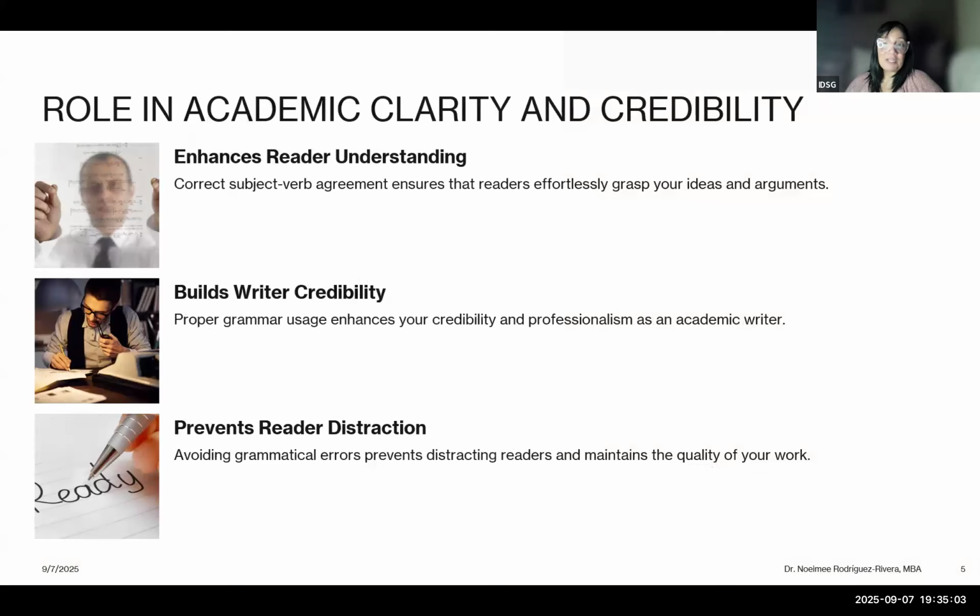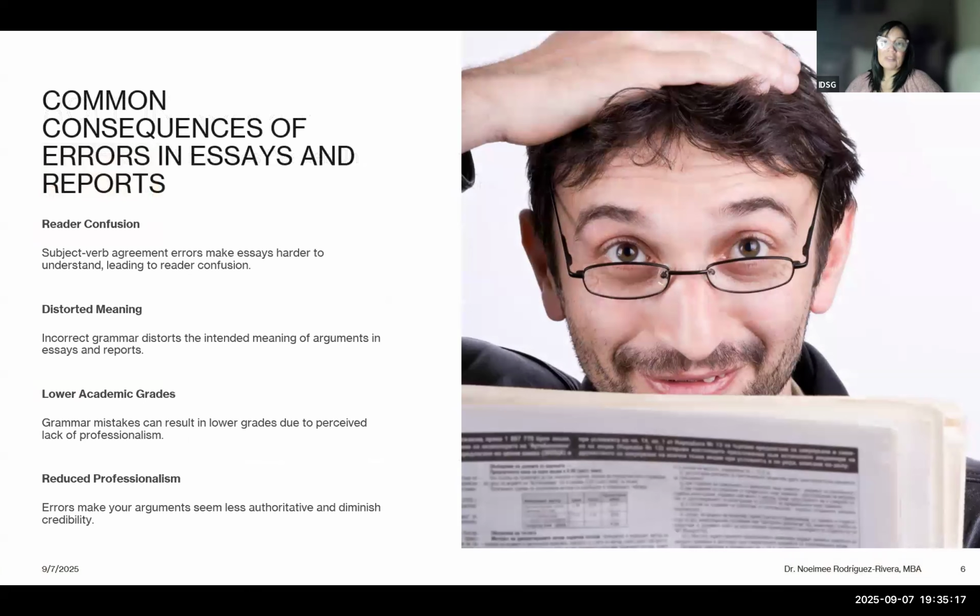Correct subject-verb agreement helps readers understand our ideas effortlessly and enhances our credibility as writers. Errors can distract readers and undermine the quality of our work. Mistakes in subject-verb agreement can confuse readers, distort meaning, and lower our academic grade. Such errors may also cause our arguments to appear less professional or authoritative.